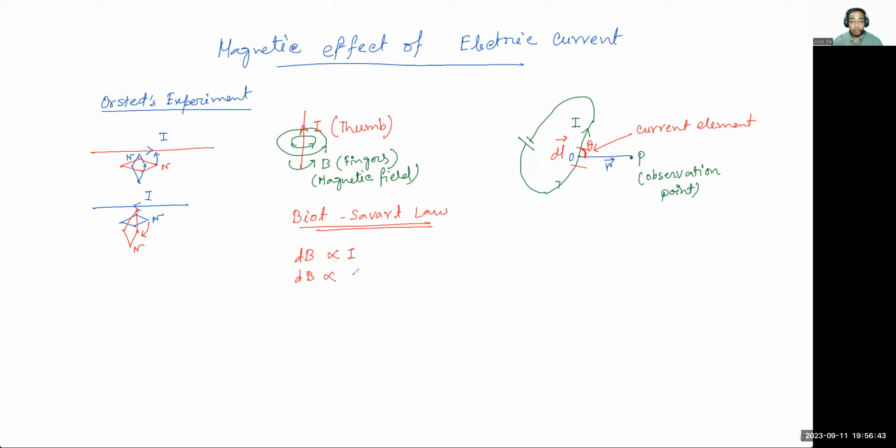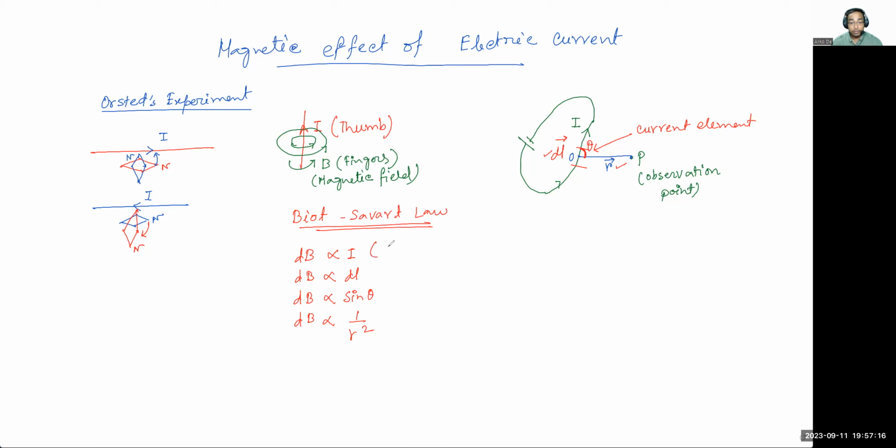dB is directly proportional to dl, the length of the current element. dB is directly proportional to the sine of the angle the current element makes with respect to the position vector r. And dB is also proportional to 1 by r square, which means inversely proportional. dB is inversely proportional to the square of the distance of the observation point from the current element dl. So I is the current passing through the current element, and dl is the length of the current element.